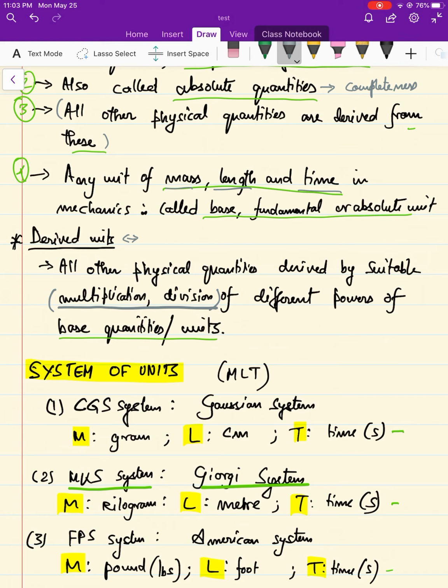Since I have already said that these are base quantities and units, they are the building blocks. But one more thing which is noteworthy is that derived units are formed by suitable multiplication and division of different powers of the base quantities. We'll get back to this shortly, but it is good to note that it's only multiplication and division, and different powers, that really matter. So different exponents of the fundamental units yield several physical quantities that we will talk about.